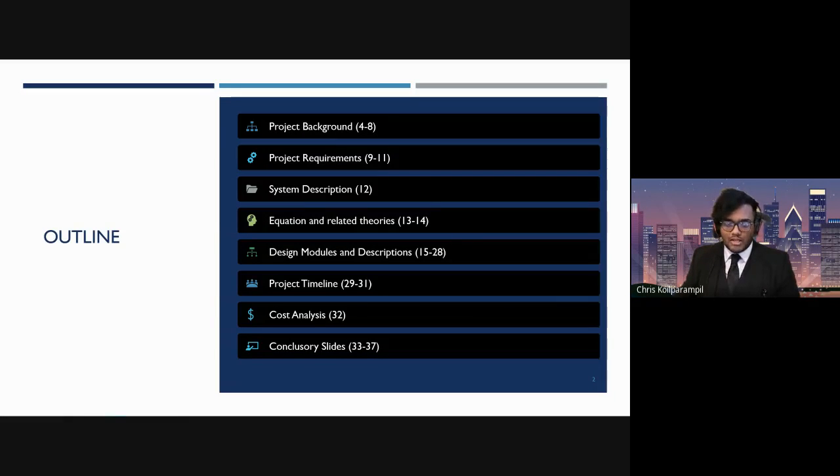Then we'll move on to the timeline, from what we have proposed to what we plan on doing in the future. Then everyone's favorite part, the cost analysis, and then all that's left for us is to conclude and to answer any questions that may arise.